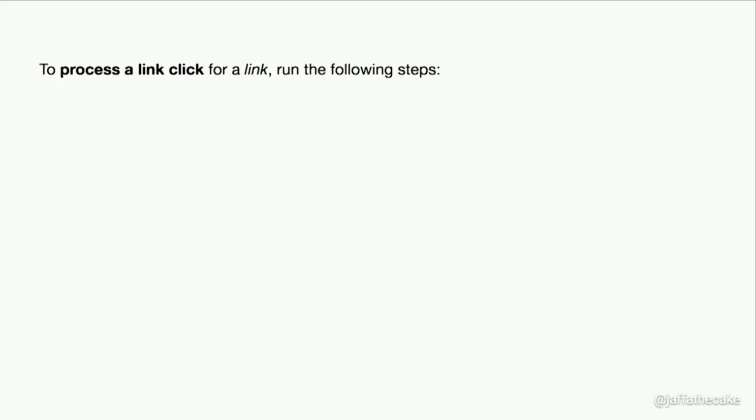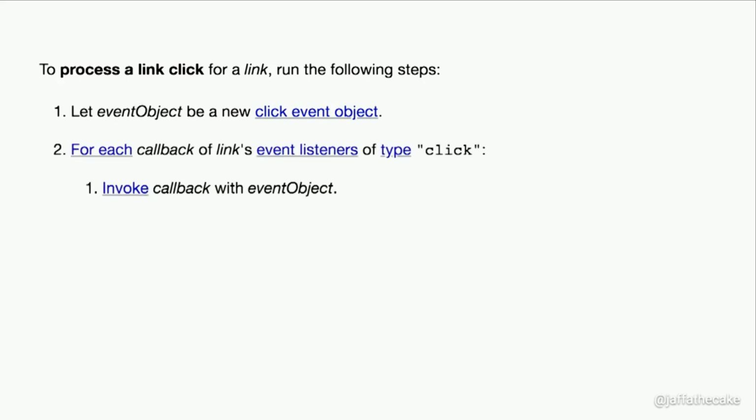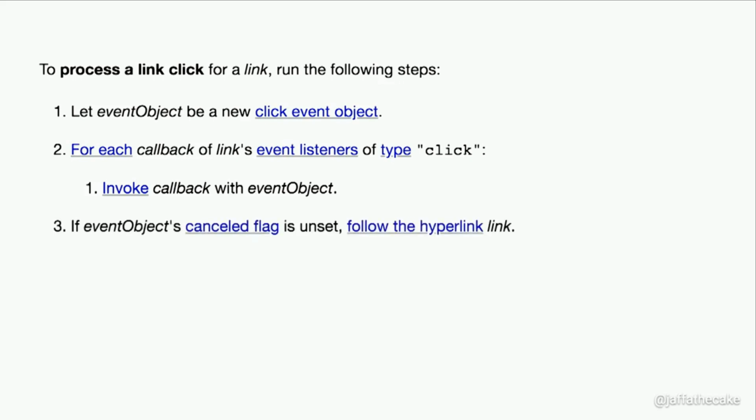So this is a very rough description of how the spec for clicking a link works. We start by creating an event object, and then for every listener we have, we invoke that listener with the event object. And then we take a look at that. Has that event object's cancelled flag been set? If it's been set, then we're not going to follow the hyperlink. But if it's unset, we will follow the hyperlink. When you call event.preventDefault, it sets this cancelled flag on the event object.